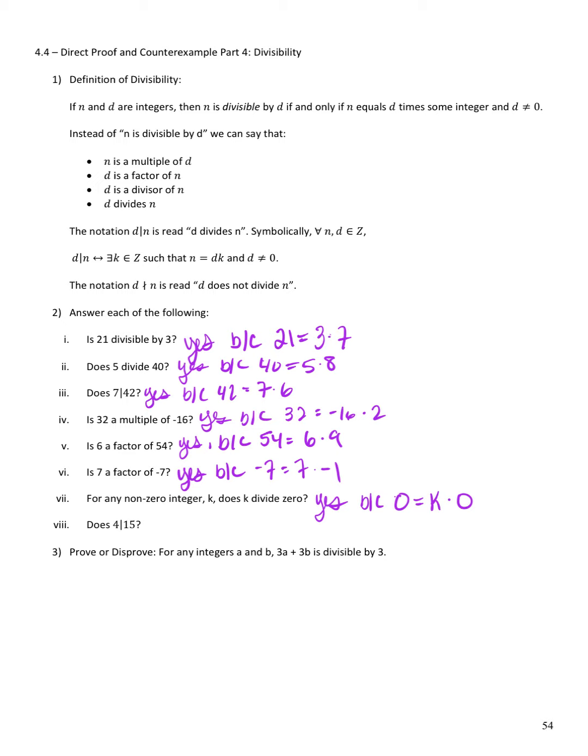Now, does 0 divide any number? That's a no, right? 0 cannot divide any number. You can't divide by 0. Does 4 divide 15? That's a no, because you cannot write 15 as 4 times an integer.